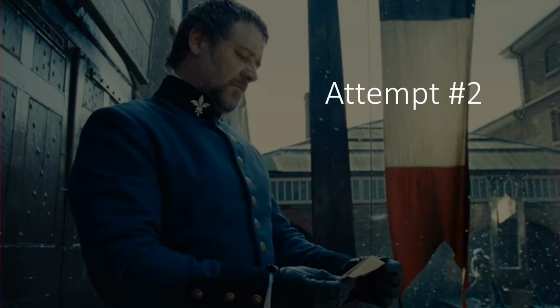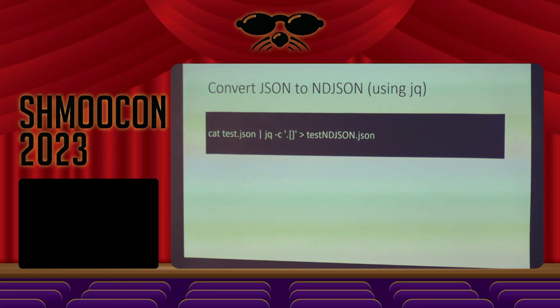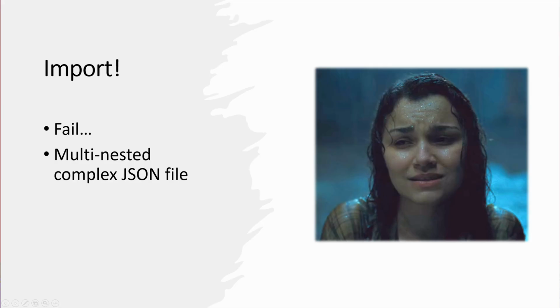Okay, so attempt number 2. Well, actually, there's a tool called jq that's used on the command line to view JSON files in a little bit of a prettier format so you can start to do a bit of analysis. You can also use jq to convert from that basic JSON format to NDJSON format. Great. So that's a simple one-liner right there, nice and easy, and I'll import that into Elasticsearch. Great.